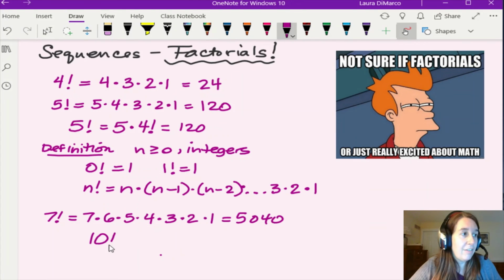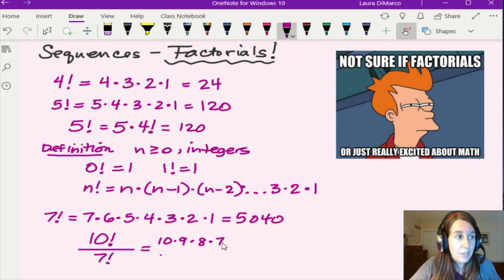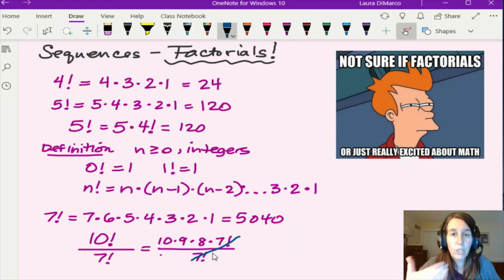Now, one other cool thing that I think is helpful with factorial is, let's say we had 10 factorial divided by 7 factorial. I don't know what 10 factorial is. I happen to know that 7 factorial is 5,040 right now. But think about this. This is 10 times 9 times 8 times 7 times 6 times 5 times 4 times 3 times 2 times 1, so that's 10 times 9 times 8 times 7 factorial, and on the bottom, this is 7 factorial. So I can divide out all these, the 7, 6, 5, 4, 3, 2, 1.